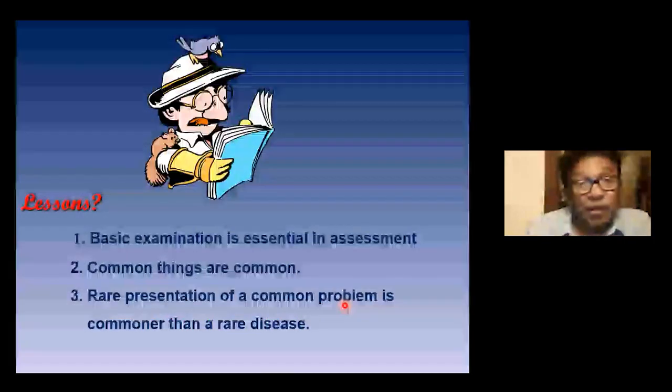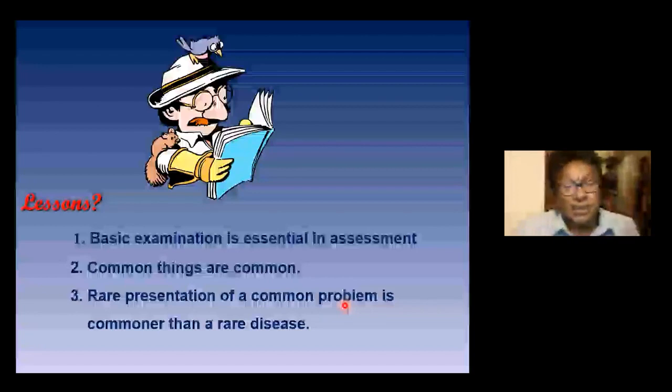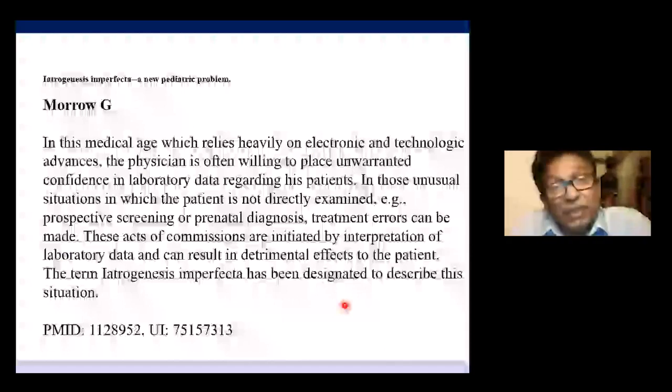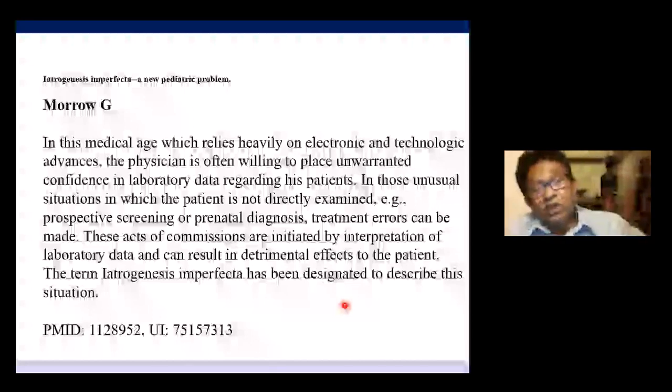Right. This is why I said, I thought that this name was coined by me, but then I found that there's a chap called Moro G. He coined this name long ago, about 25 years ago. In this medical age, which relies heavily on electronic and technological advances, the physician is often willing to place unwarranted confidence in laboratory data regarding his patient. In those unusual situations in which the patient is not directly examined, then you make a wrong diagnosis.